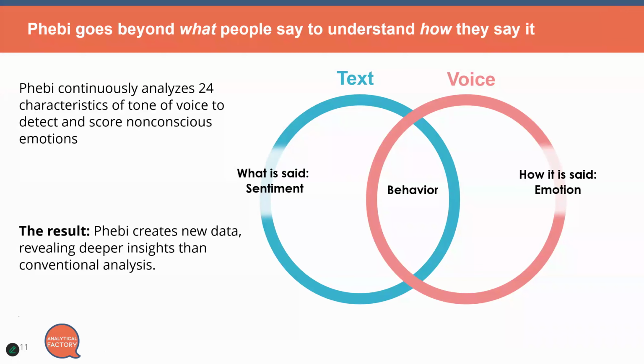In doing so, it's going to create new data that didn't exist before, because it's going to create data around people's emotional state. It's going to say whether somebody was upbeat or happy, or downbeat or sad, when they uttered a certain phrase at a certain point in time, and it's going to give us numbers that we can do further analysis on.